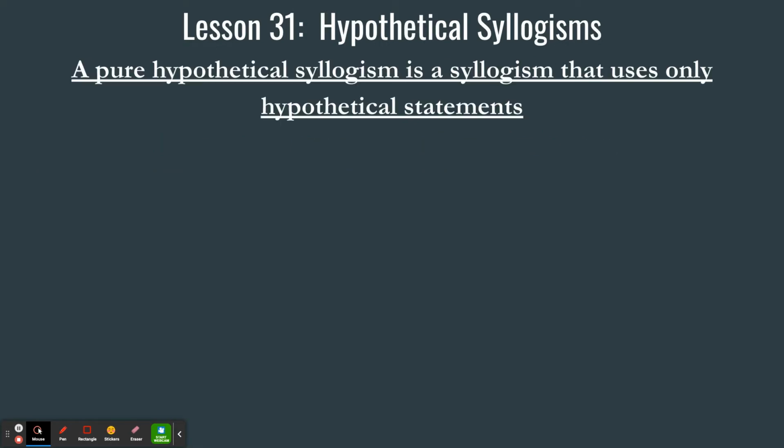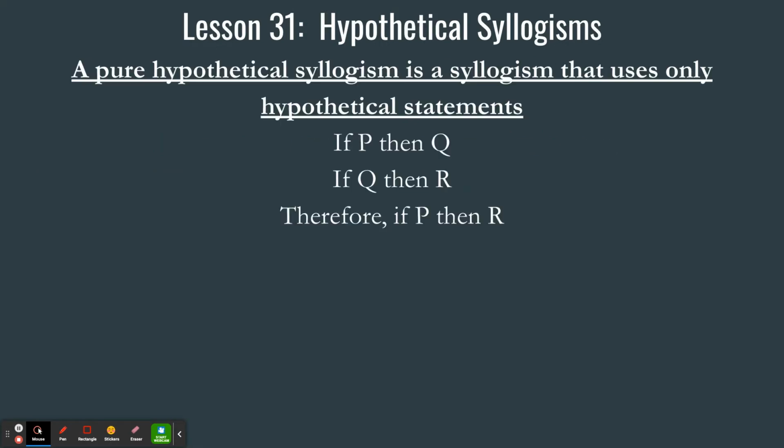So a pure hypothetical syllogism, so technically there's 5. There's 5 of these we'll meet today. A pure hypothetical syllogism is a syllogism that uses only hypothetical statements. Now you'll notice it's a syllogism, so we still have 3 statements, but it's not a categorical syllogism because these aren't in categorical form. We're leaving these as hypothetical statements. And so this would be the textbook example of a hypothetical syllogism. If P, then Q. If Q, then R. Therefore, if P, then R, right?